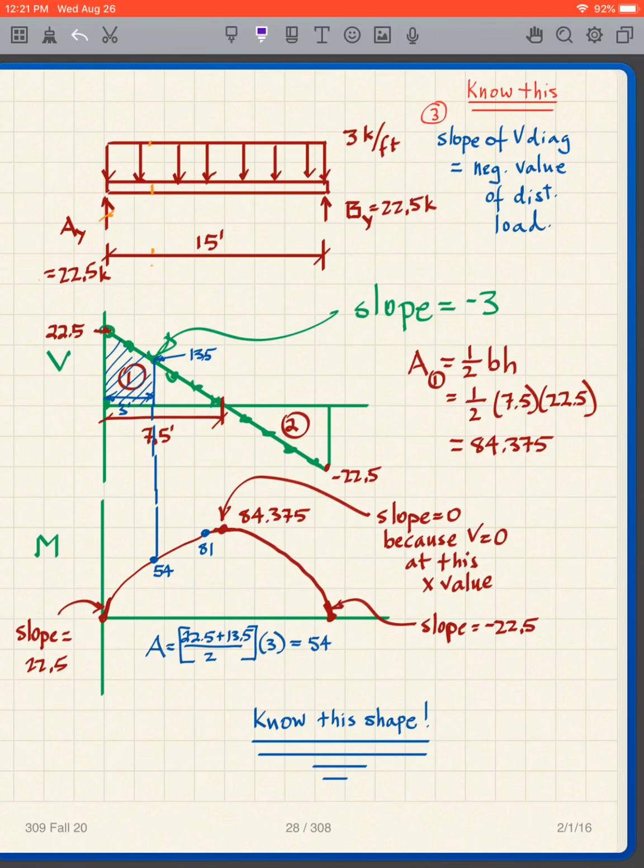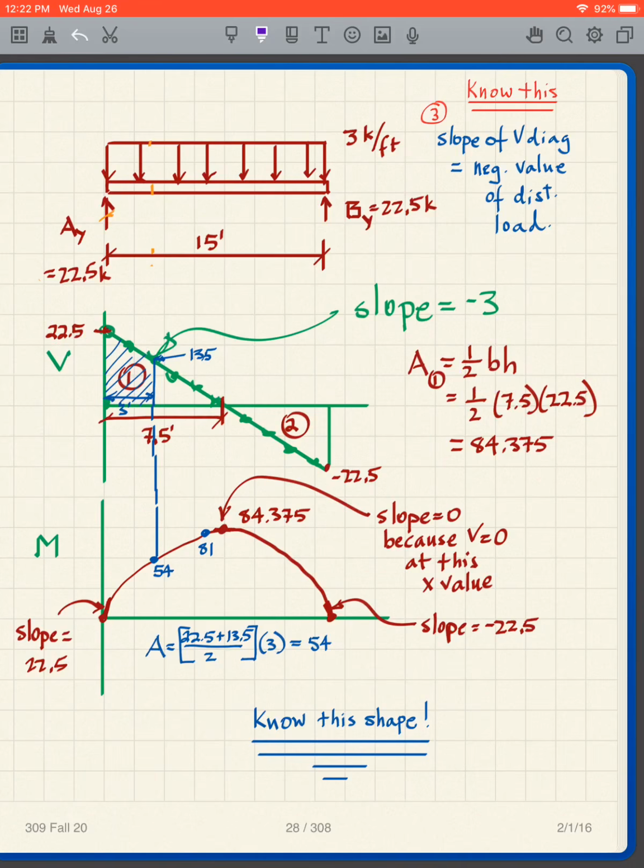Remember, we do the areas. There are different ways to do it. The way that I like to do this is, I have a triangle here. Let's get the area of that triangle. It's 1/2 the base times the height. So area 1 is 1/2 times 7.5 times 22.5. That gives me 84.375.